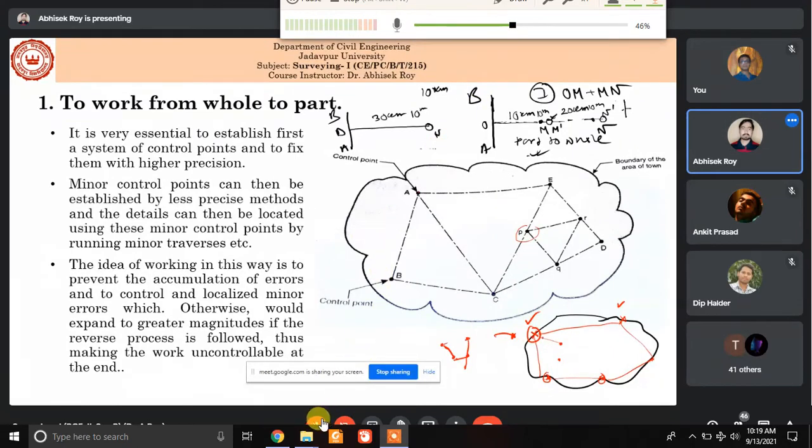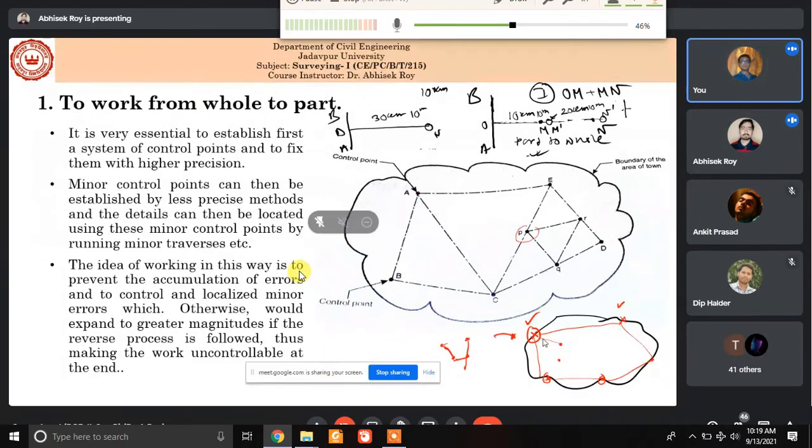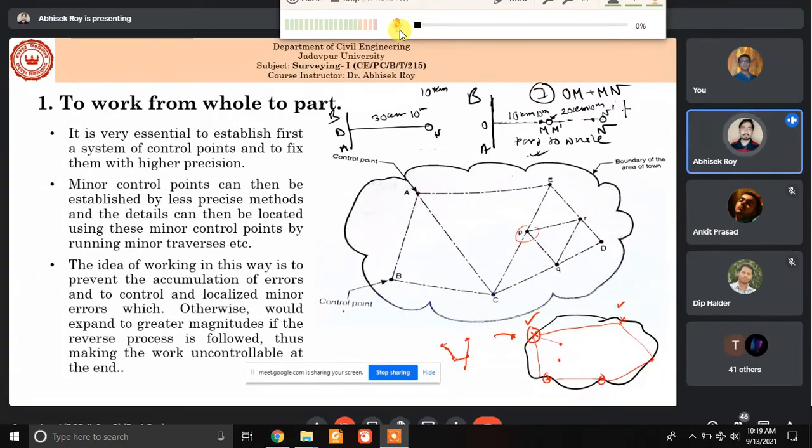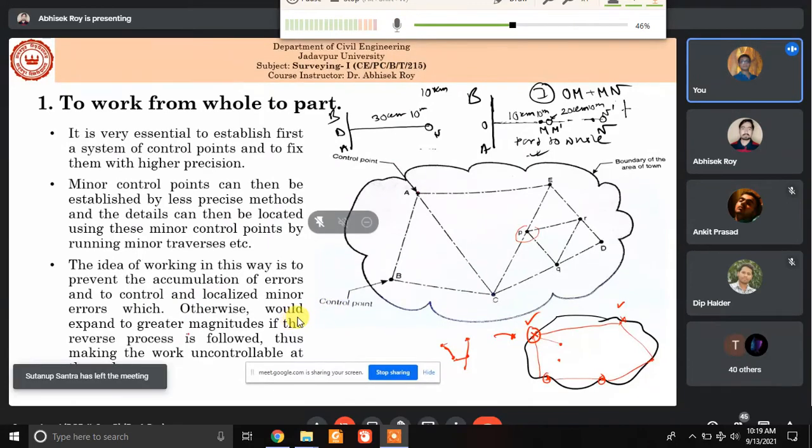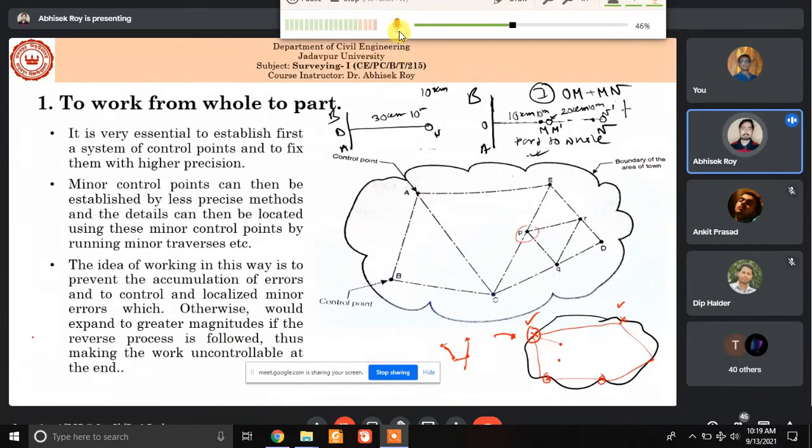Sir, in the slide, the point 3, "otherwise would expand to greater magnitudes", what does this line mean? What is the line you are talking about? In your slide, point number 3, the otherwise would expand to greater magnitudes if the reverse process was followed. Reverse process means part to whole. If part to whole is followed, it would expand to greater magnitudes. Okay. Okay, sir.